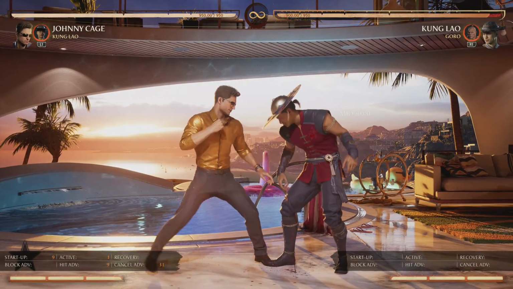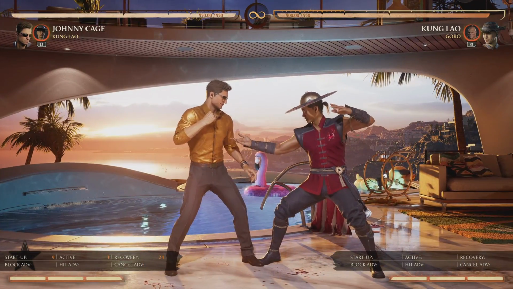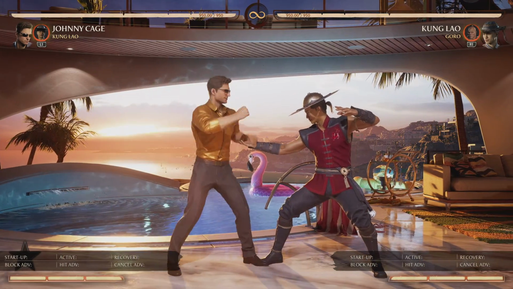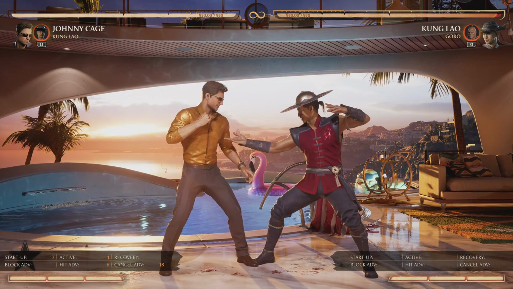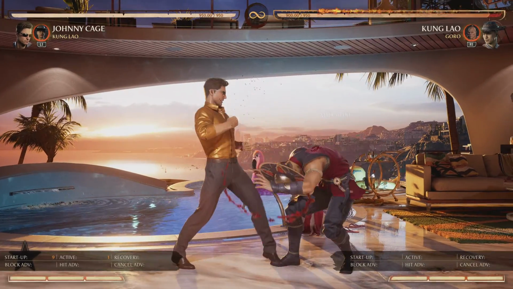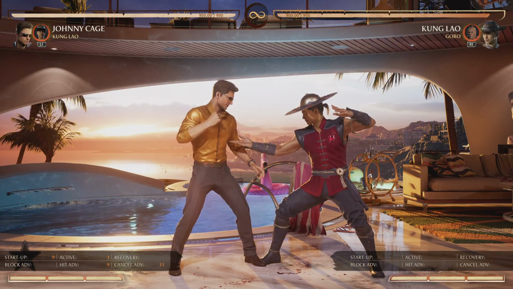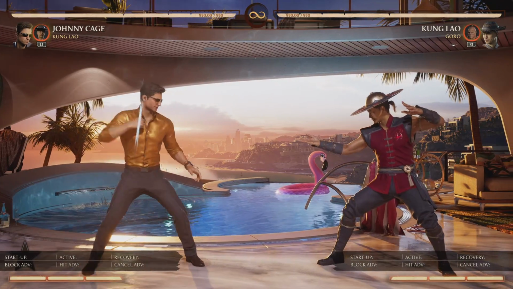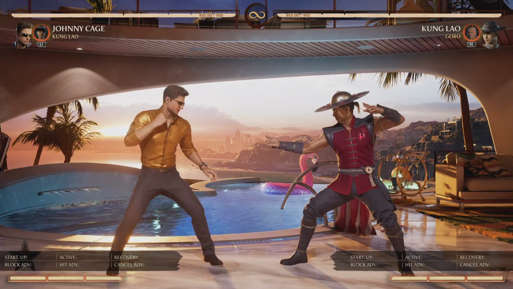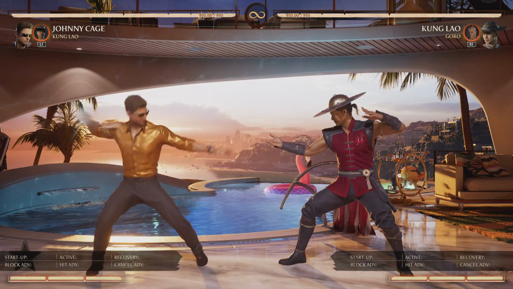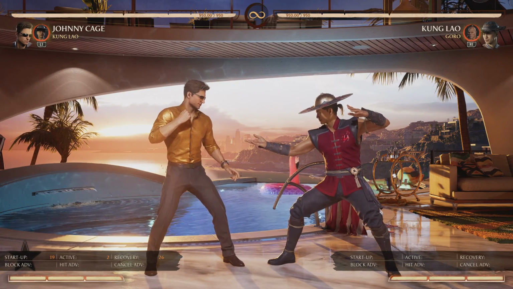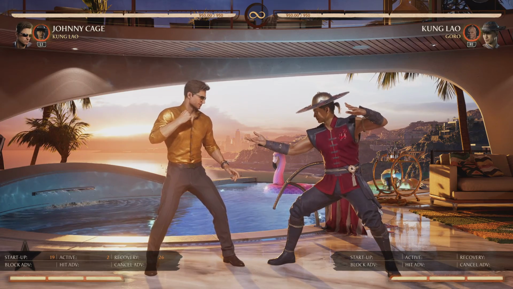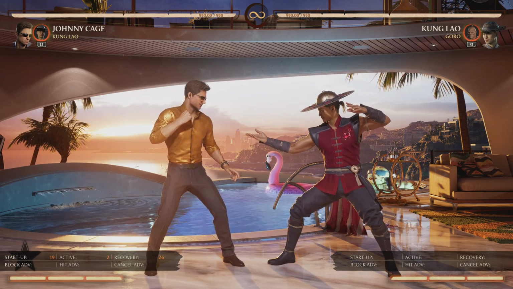So a move like this that's 9 frames is 2 frames slower than 7, because this one starts up in 7/60ths of a second. This one starts up in 9/60ths of a second. So that's how to read your startup frames. Basically, the higher the number, the slower it is. As you can see, Johnny's back 2 has 19 startup frames. That's significantly slower.